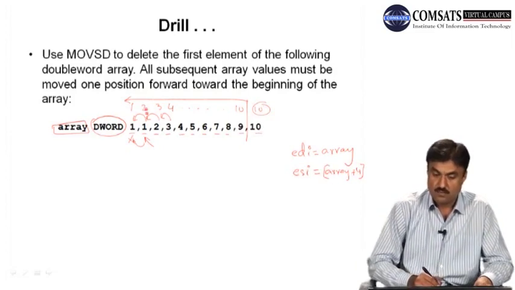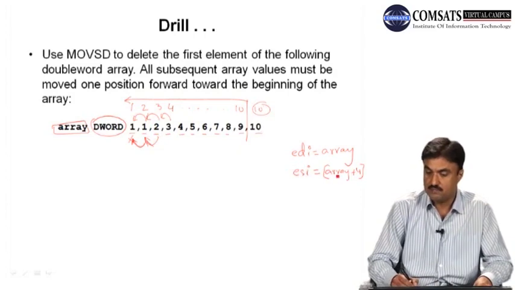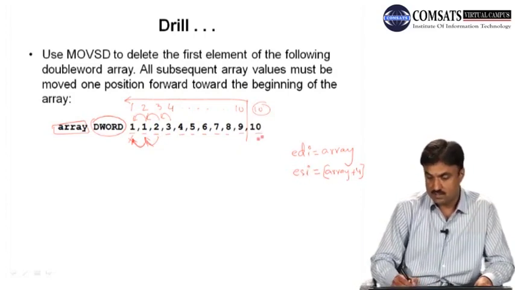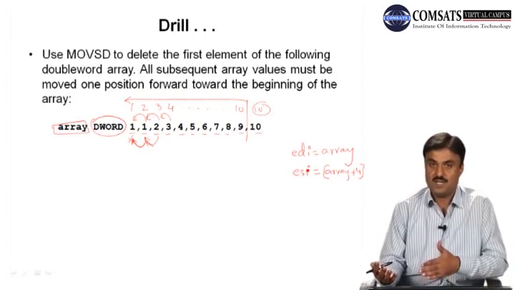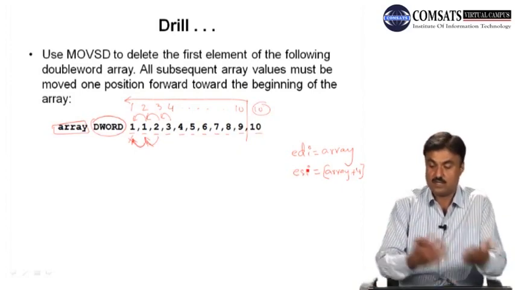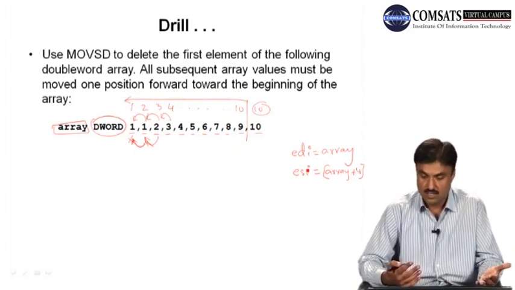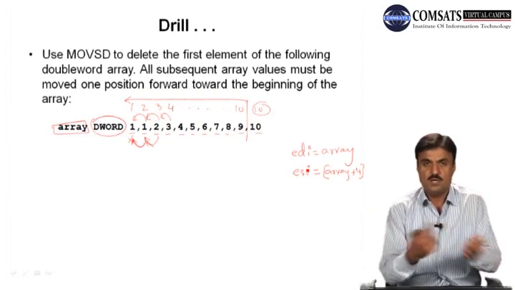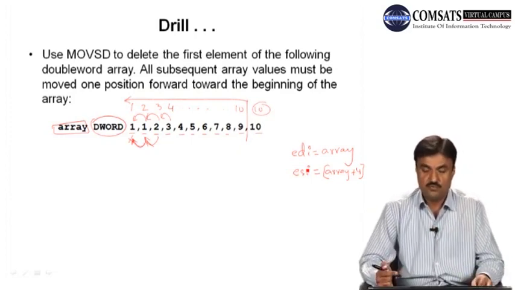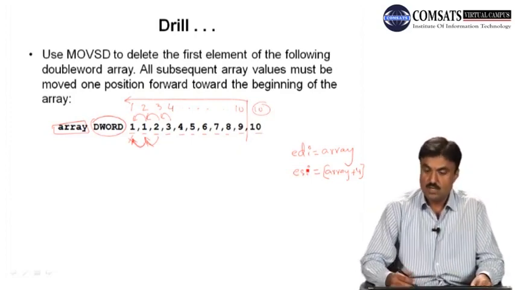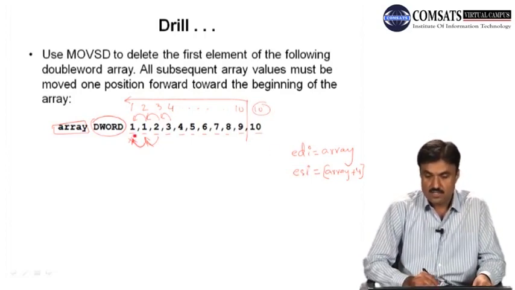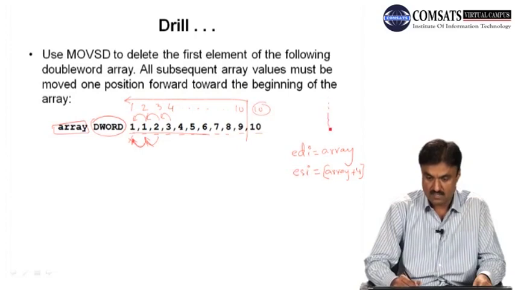Why? Because this will be used as a source. From here we were using source, so we are transferring information from here to here, from here to here, so they will be automatically incremented. So ESI is pointing to the next location, and EDI is the destination index, so it is pointing to the first index of the array. So it will move all these values. So addresses are moving in this positive direction, so we are accessing elements in the positive direction.